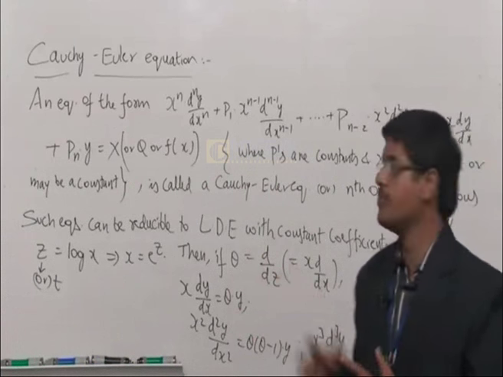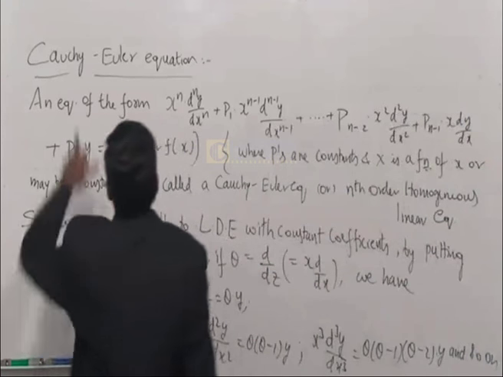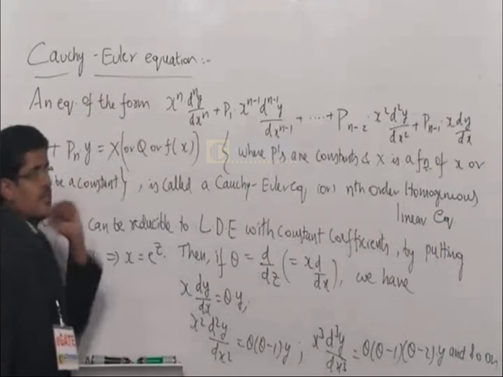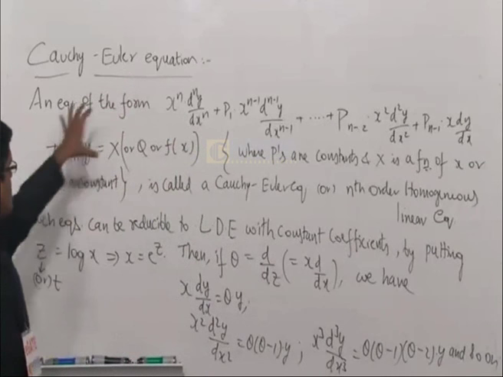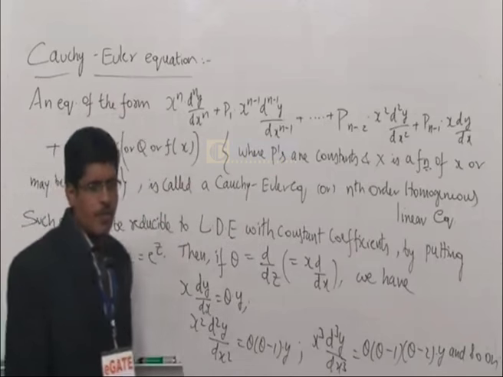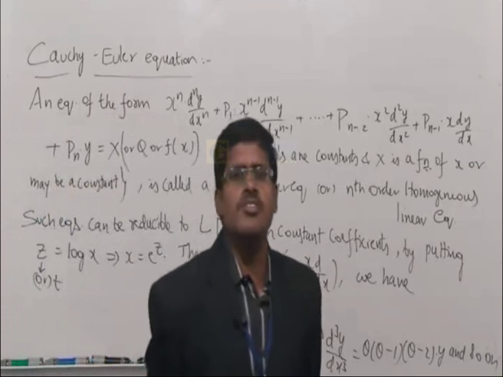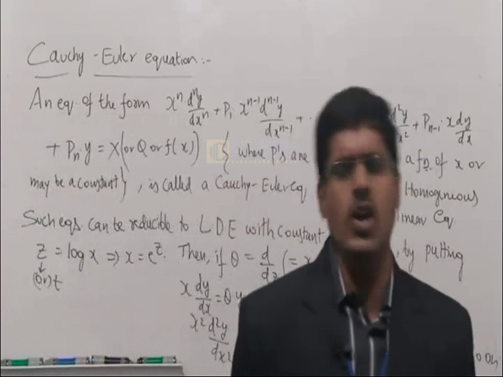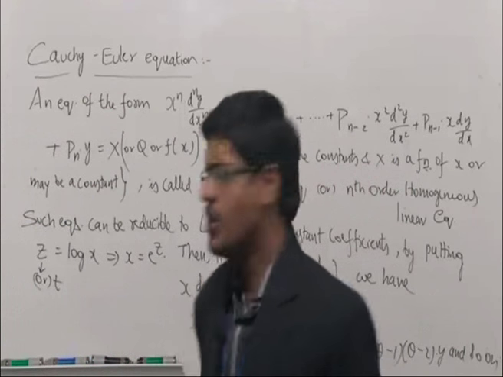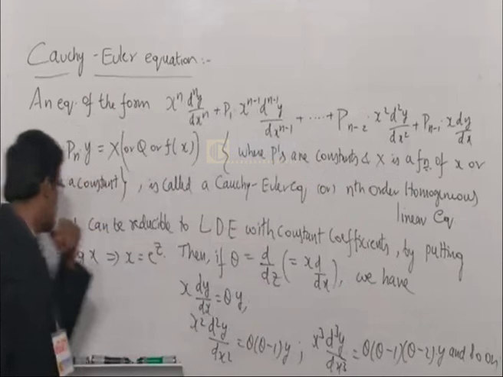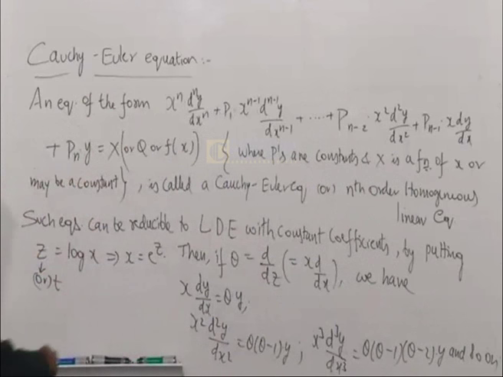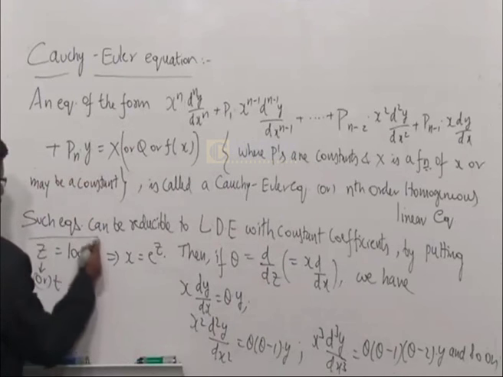Homogeneity following. Now, this is also called Cauchy-Euler, a scientist who invented this equation. Where p's are constants as above, this is reducible to the previous topic. What is the previous topic? Linear differential equation with constant coefficients. That means again auxiliary equation, CF, PI. What is the procedure? This is reducible to LDE with constant coefficients by putting the substitution z is equal to log x. Very, very important.